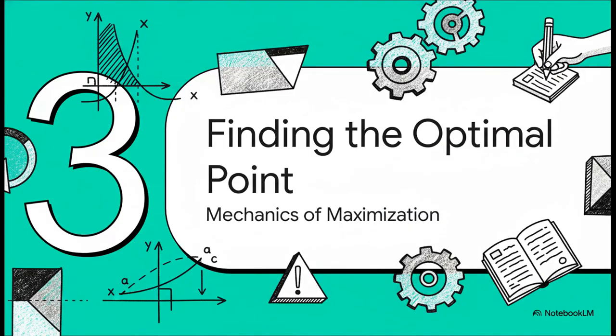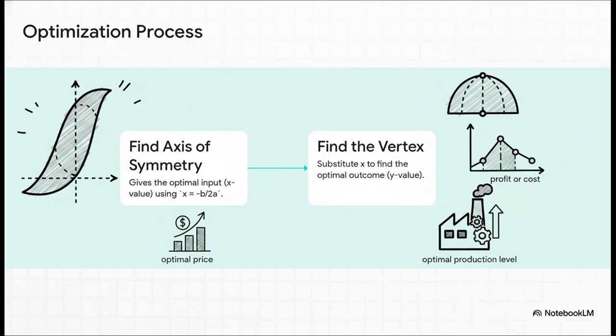Okay, so we've established what we're looking for. Now the question is, how do we find it? That brings us to section 3, finding the optimal point. Here, we're going to roll up our sleeves and use a simple formula to calculate the exact coordinates of that vertex. It's a really logical two-step process.